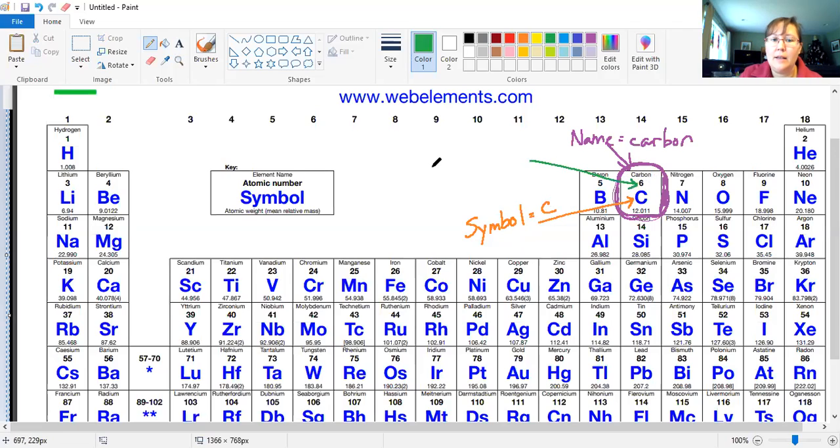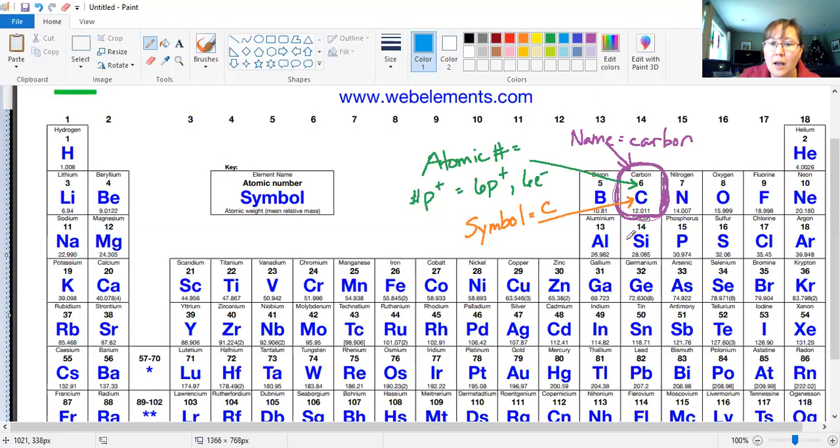This 6 is our atomic number. Number sign, not hashtag. The atomic number is 6. Well, what does that mean? That is the same thing as the number of protons. So that means that we have 6 protons. Now, when we are neutral, we also have 6 electrons. Okay, so in a neutral atom, that's 6 electrons.